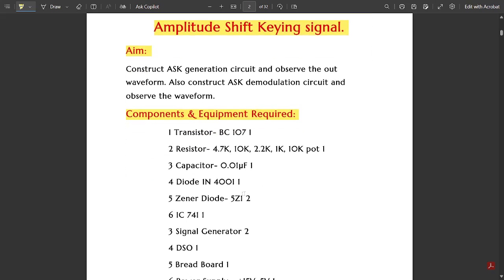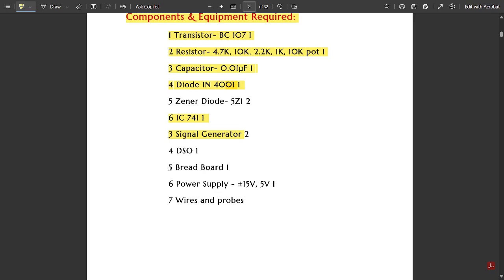Components and equipment required. In order to build an ASK circuit, what are the components required? One is transistor BC107, or we can use transistor SL100. Okay, it's one and the same if you use any one of them. The resistors are 4.7K, 10K, 2.2K, 1K, along with one 10K potentiometer that is required for the demodulator. Next are capacitors, a diode, a Zener diode, this is optional. IC741, signal generator, DSO is not required. Breadboard, power supply, wires and probes. Okay, these are the essential components required.